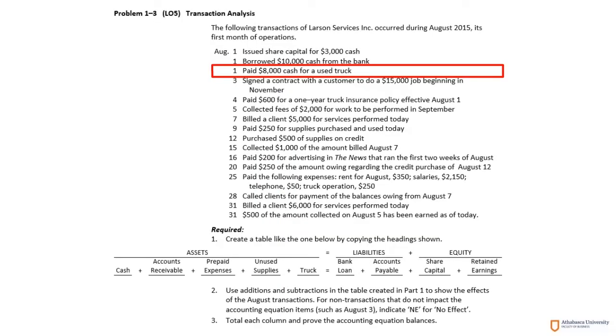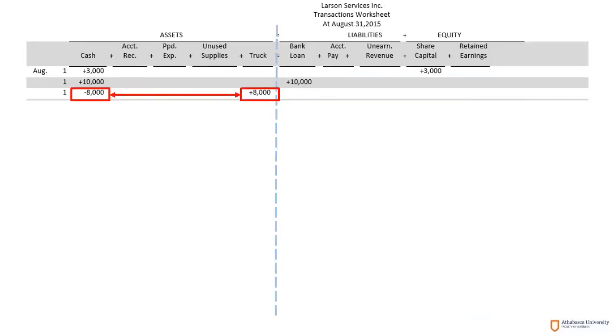Next, $8,000 was paid to purchase a used truck. Here, an asset, the truck account, is increasing, but another asset, cash, is decreasing. Notice that this transaction is entirely on the asset side of the accounting equation, with the net effect of 0 on assets equal liabilities plus equity.